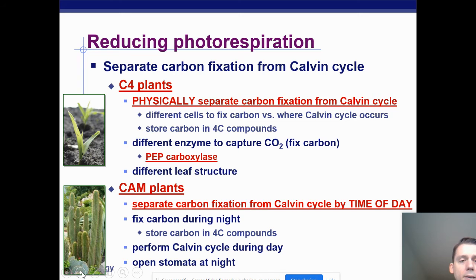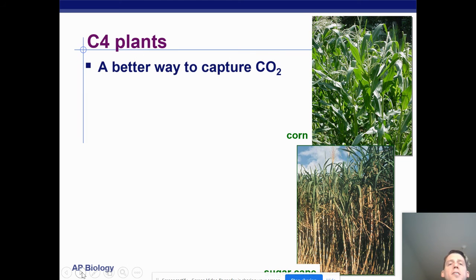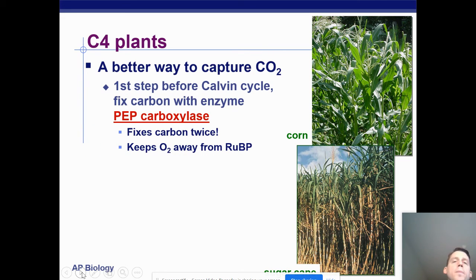And there's a CAM plant. So let's start with the C4 plant. This is a better way for certain plants like corn or sugarcane to capture CO2. The first step before the Calvin cycle, carbon from CO2 has to be fixed, and it's basically going to get fixed twice. And this will keep O2 away from RuBP. It will prevent photorespiration. That's a key point.